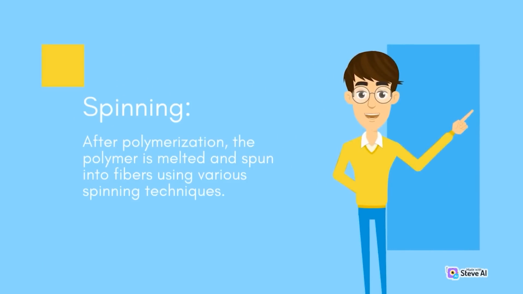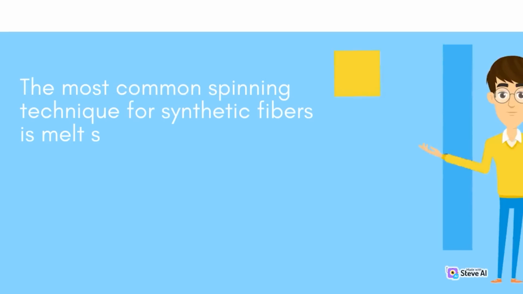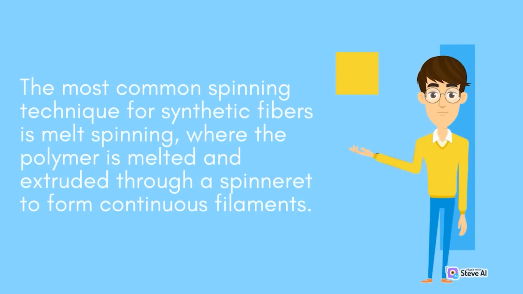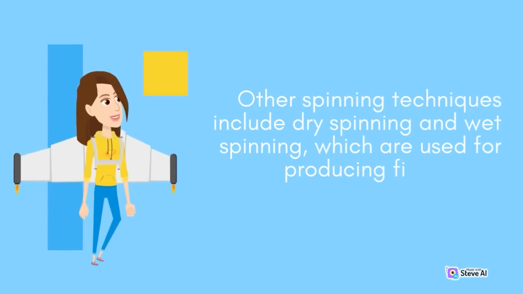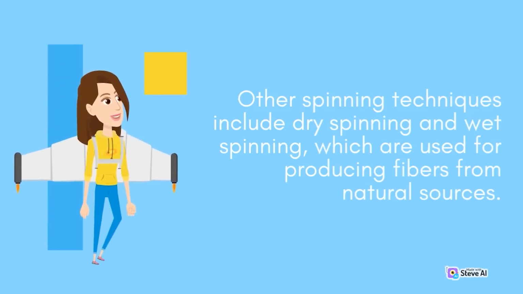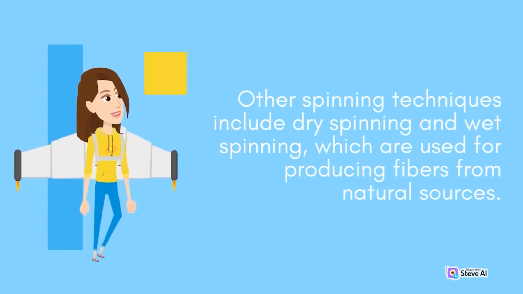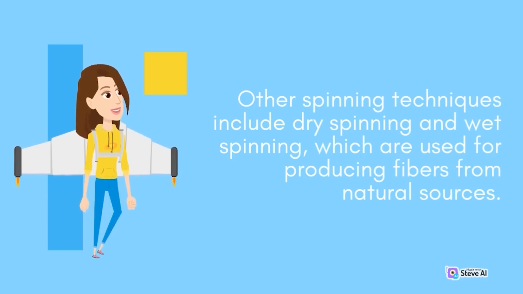Spinning. After polymerization, the polymer is melted and spun into fibers using various spinning techniques. The most common spinning technique for synthetic fibers is melt spinning, where the polymer is melted and extruded through a spinneret to form continuous filaments. Other spinning techniques include dry spinning and wet spinning, which are used for producing fibers from natural sources.